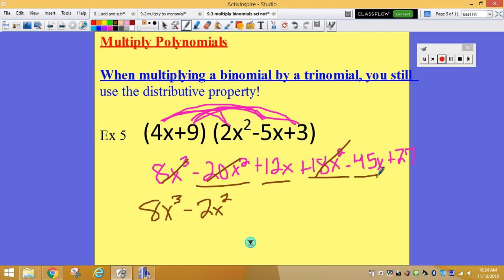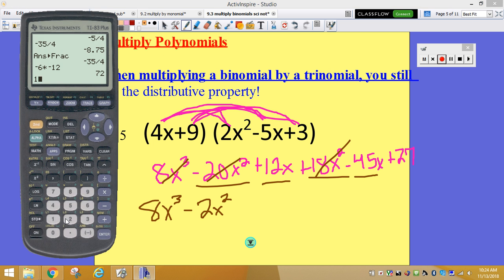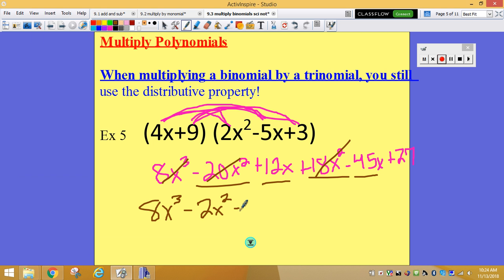X is 12 minus 45. Can't do that in my head this early. 12 minus 45 is negative 33. Bring your x down. And did I use everything? No, there's still a plus 27 at the end. So that's my answer. Let's do another one like that.